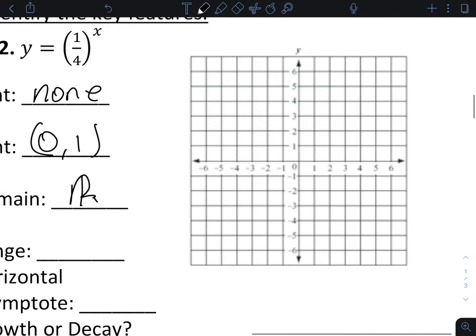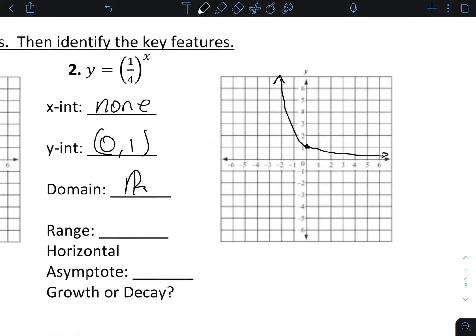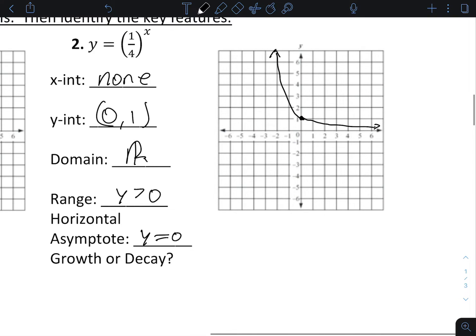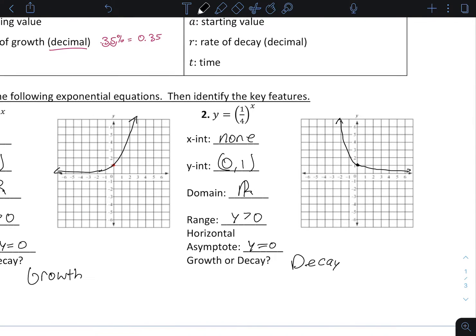So real quick, let me try to draw this. Again, will it be perfect? Nah, but it's going to be close enough. Sweet. My range, again, since I have a horizontal asymptote at y = 0, means all my values of y must be greater than 0. It will never be below 0, and it will never equal 0. And finally, since that right-hand side is going down, it's going to be a decay.